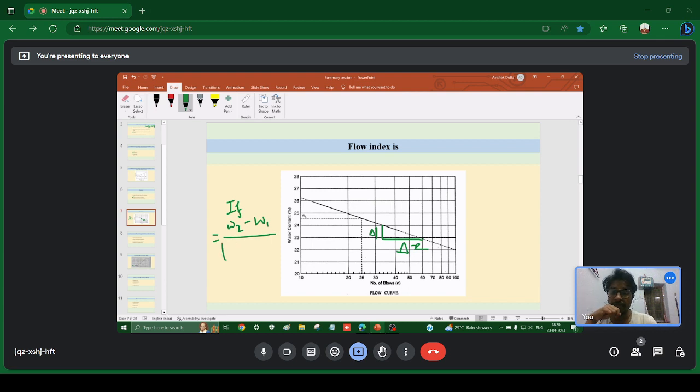it is decreasing, so it will be log minus 10 N1 N2. If W2 is in the upper hand of the y-axis and W1 is in the lower hand of the y-axis, then corresponding to W2 we will get N2, that is less, and corresponding to W1 we will get N1, that is more. So it is log 10 N1 by N2.